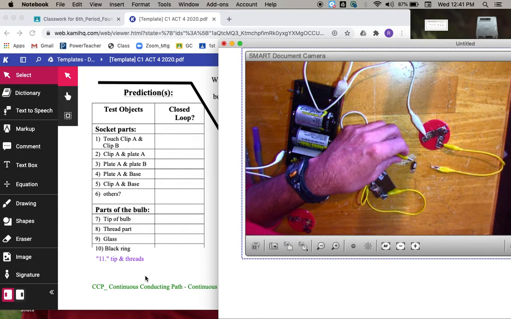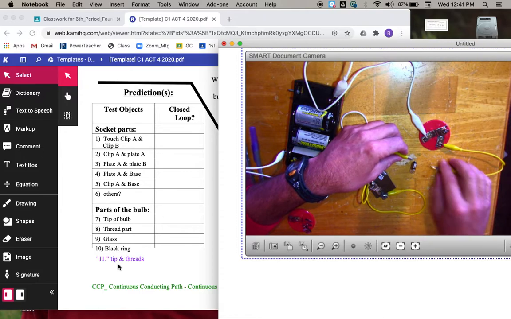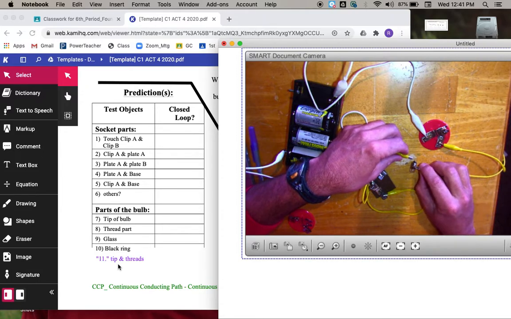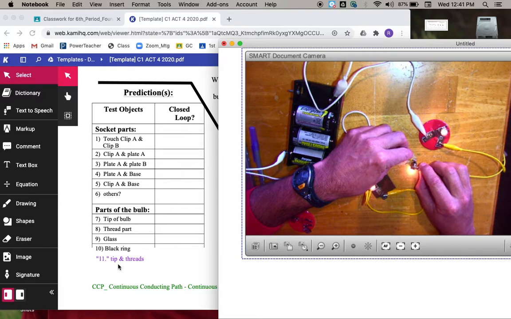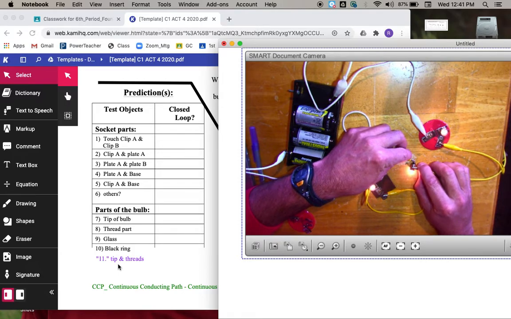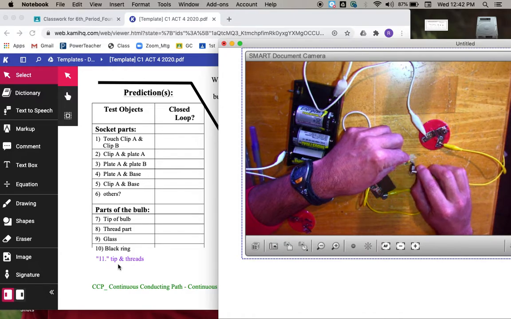Now I've added an 11th thing down here, to touch the thread and tip of this third bulb. So I'm touching the threads and I go in and touch the tip. And yes, now we have a closed loop because both test bulbs are lit. But what's special about this loop is that not only are the test bulbs lit, but the third bulb I'm touching is lit as well. Because the third bulb is lit, that means charge must be flowing through the filament of that bulb. What two external parts of this bulb did we have to touch so that charge was flowing through the filament? We're touching the threads and the tip of the third bulb.